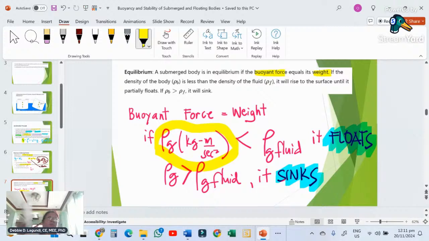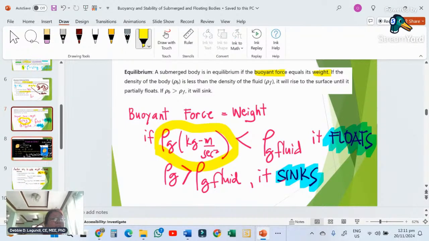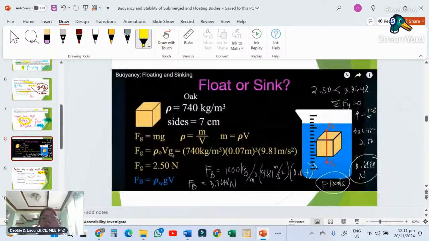So if this is the one that we're going to throw into a body of water, then of course this is lighter than water. It floats. But when it gets saturated, when water gets in it, then of course it sinks, right? Okay, so let's have one example here.